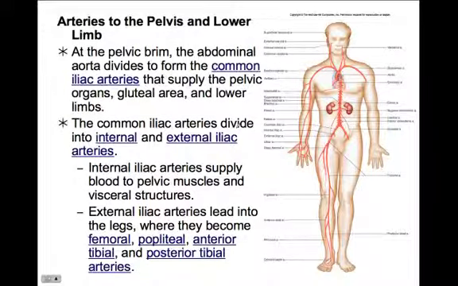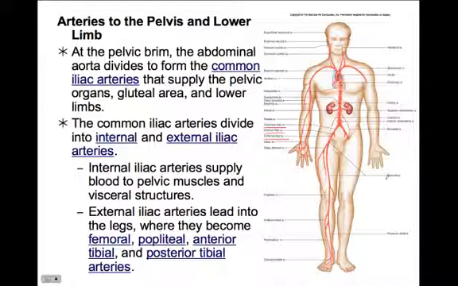Now we look at arteries of the pelvis and lower limb. At the pelvic brim, the abdominal aorta divides into the common iliac artery on either side. This further divides into the internal iliac artery and the external iliac artery. The internal iliac artery supplies blood to the pelvic muscles and all the visceral structures of the pelvis, and the external iliac artery leads into the legs, where it becomes a number of different vessels.